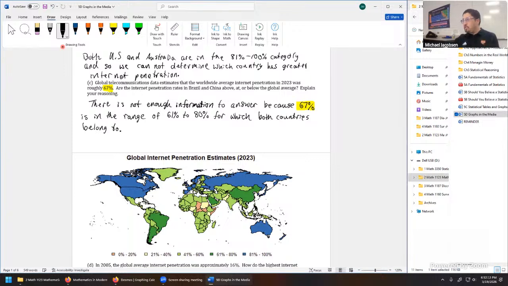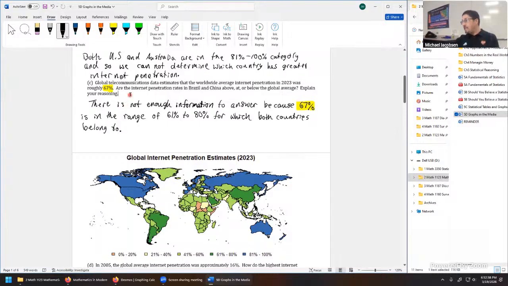So in other words, when we're saying not enough information, we mean either Brazil or China could be above, below, equal to 67%, one or the other. We just can't answer that whatsoever. It's a nice graph. It shows us what's going on as a nice snapshot in 2023, but definitely not enough information to ask a targeted question like this one.